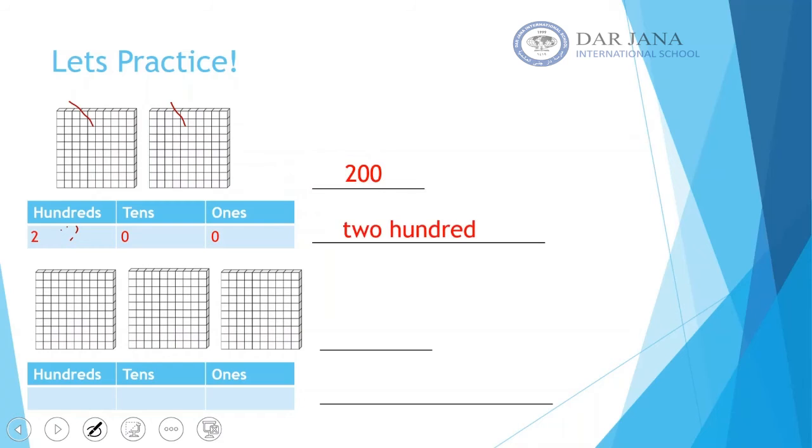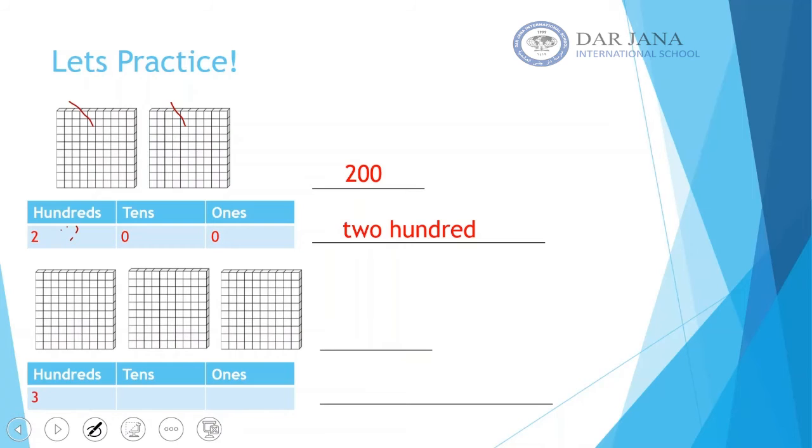200. Please, grade 1, remember to review the number words from 1 till 10, from 10 till 20. Remember to review the ones and the teens and the tens, so it will be easier for you to write the number words.